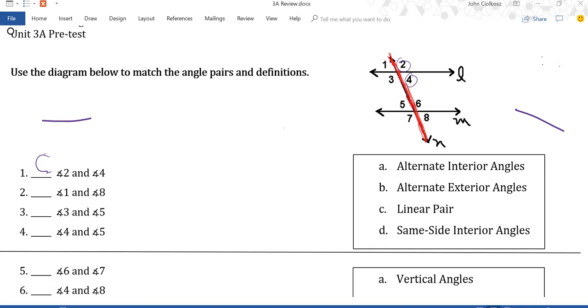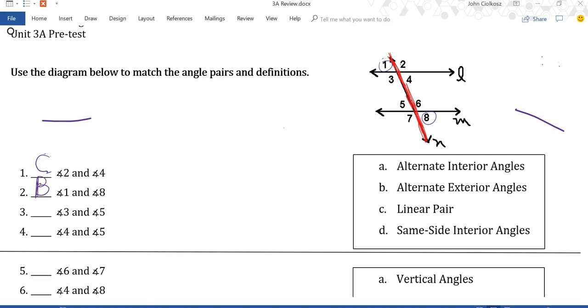Next one, 1 and 8. So let's see what we got here. Well, we know we have alternate because one's on the left, one's on the right of the transversal. So we have one on the left and one on the right side of that line. So we're on alternate. And we can see they're exterior because they're both outside of those parallel lines. So that's going to be alternate exterior.